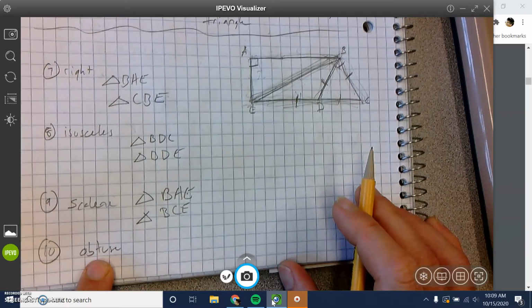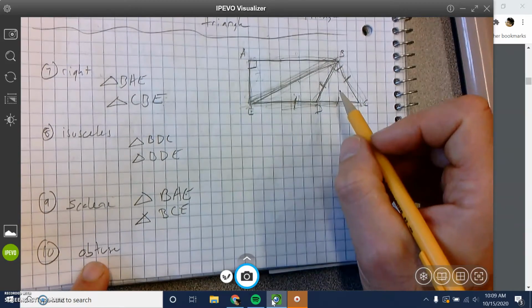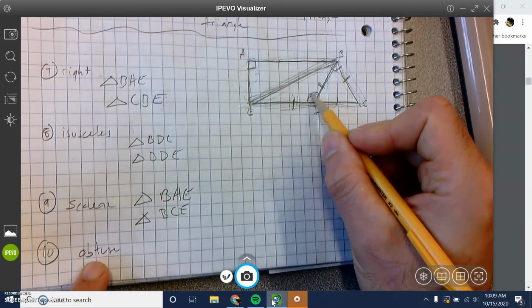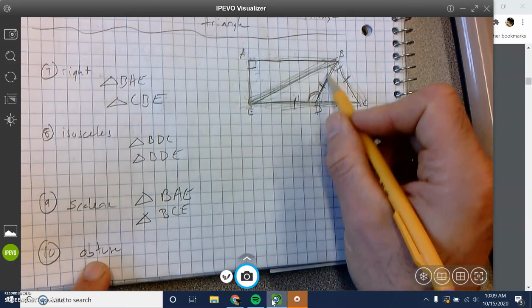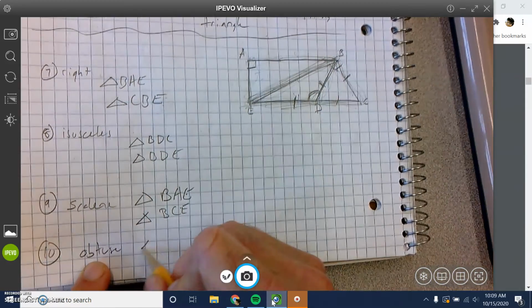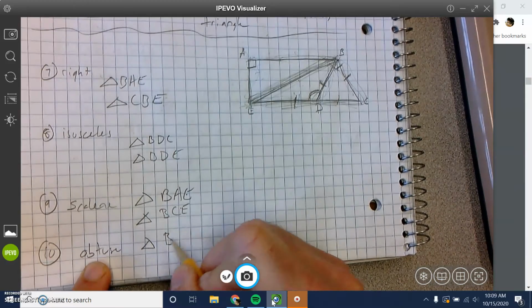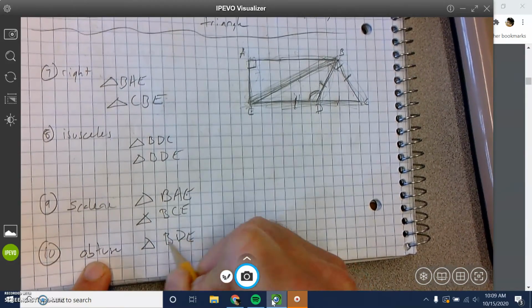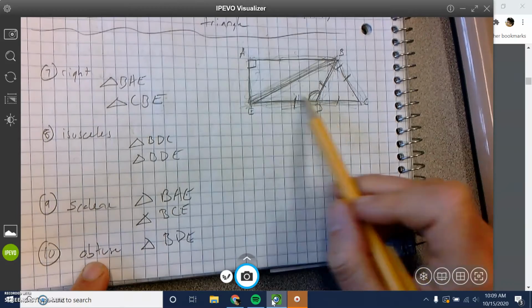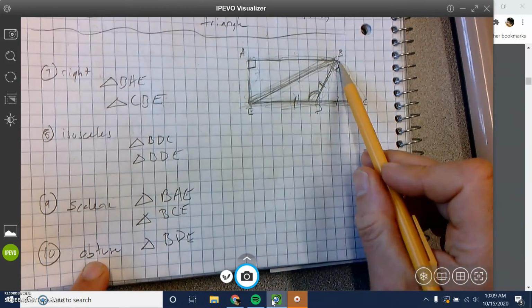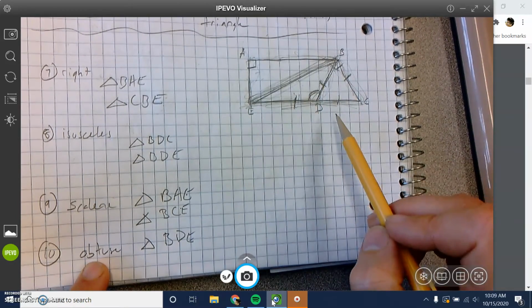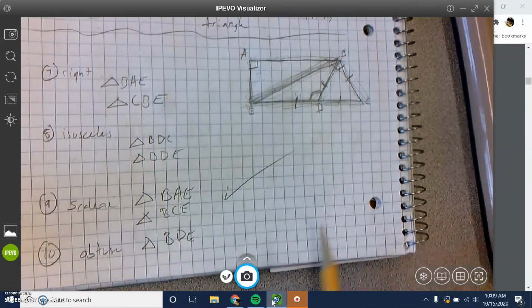Okay. Obtuse. Looking for obtuse angles. You see any? Yeah, I see one right here. That's an obtuse angle, so that means that this triangle is BDE. Again, if you put EDB, that works. Anything else? That's obtuse angles. I don't see any other obtuse angles in this picture, so we're done. There you go.